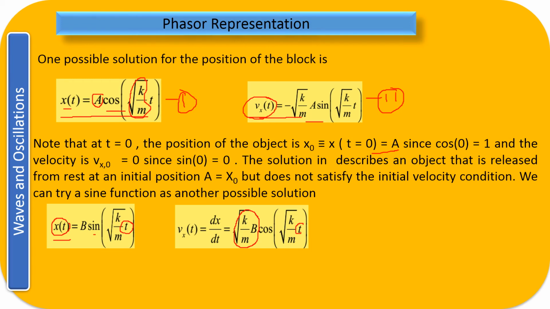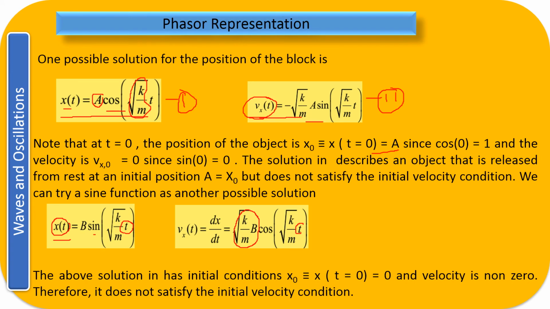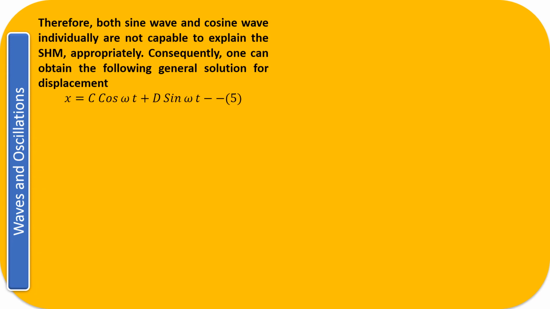Then what is the solution? What is the solution for this? So this is what I have written here. The above solution has its initial value of x equal to 0 at t equal to 0, and the velocity is non-zero. Therefore, it does not satisfy the initial velocity condition. So let's see what the solution is.